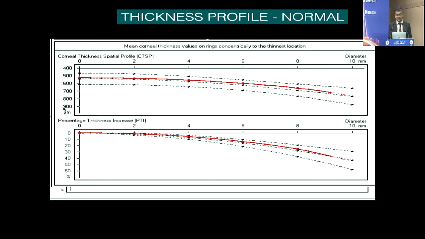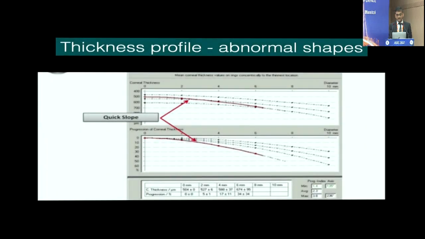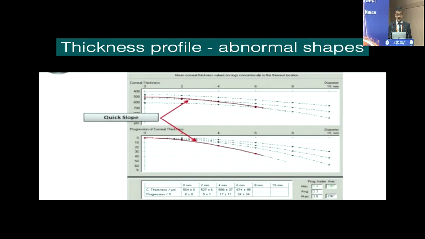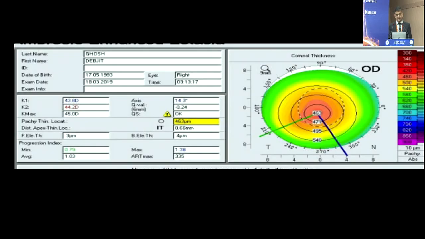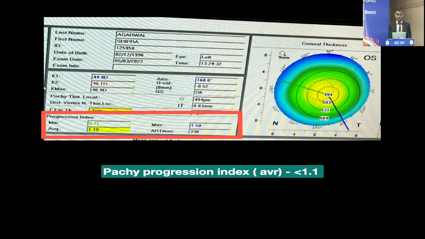The percentage thickness index increase is essentially the same thing in the form of a percentage. Here you can see an abnormal shape, where there is a quick slope and it dips before the 6 millimeter zone. So definitely there is fast thinning happening here. The point which I was telling you, the thinnest point elevation, you can get these values from here. Then there is something called the Ambrosio progression index, which tells how fast the progression happens. Anything beyond 1.1 is abnormal.